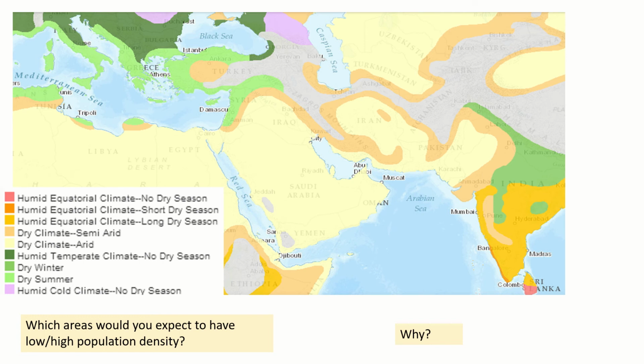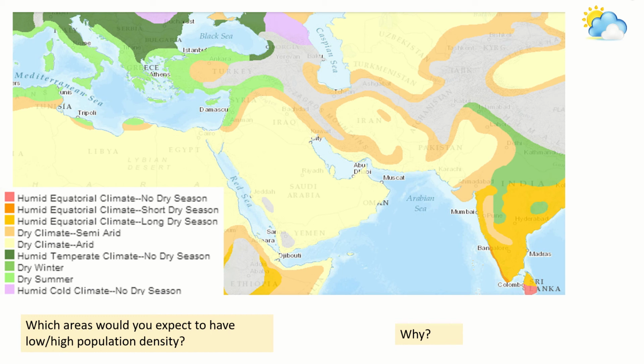So, this is the first one, and it's looking at climate. So which areas would you expect to have a low or high population density? Have a pause of the video, have a little look at this here, and see what you think and why. Give it a pause.